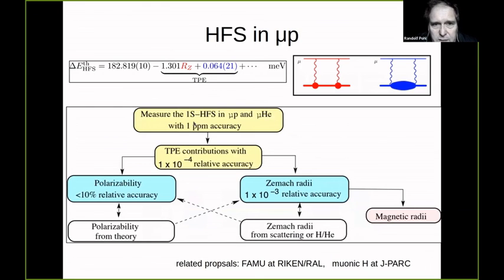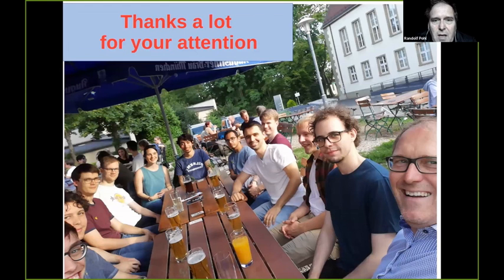And if we do this, then if we take Zemach radii from scattering or from hydrogen, we can determine the polarizability with relative accuracy of 10%, which you then can compare to theory. Or if you take the theory value for the polarizability, we can determine the Zemach radius and compare it with the scattering result or the hydrogen result. And using a model, you can then determine from the Zemach radius the magnetic radius. But for that, you need to employ a model for the charge and magnetization distribution inside the proton.